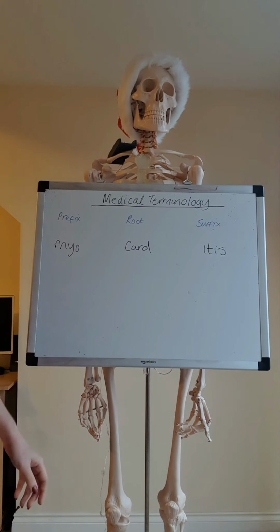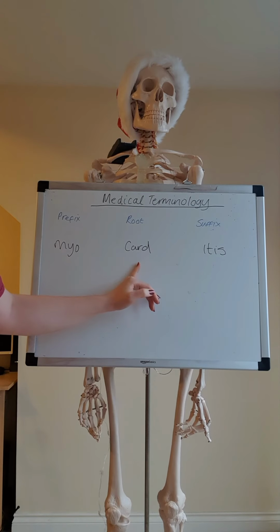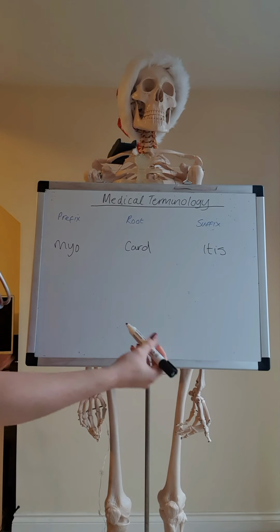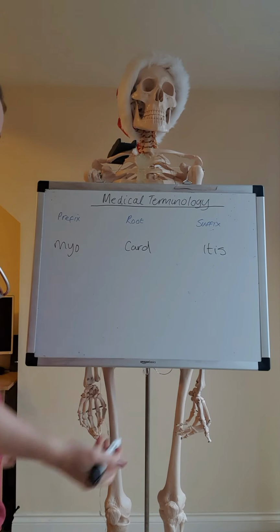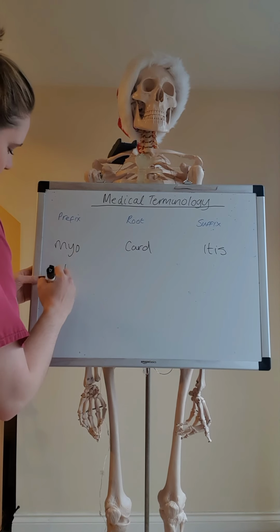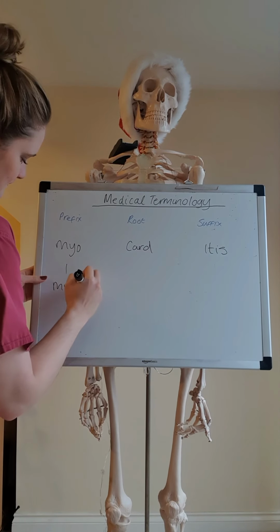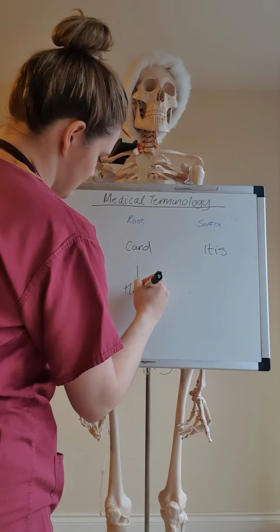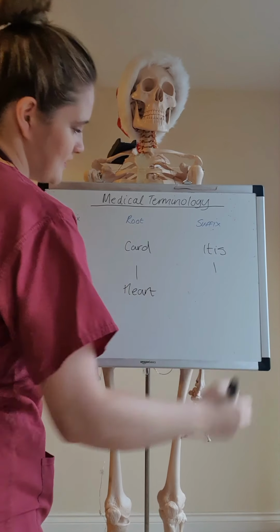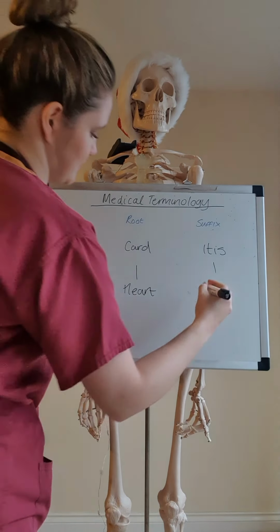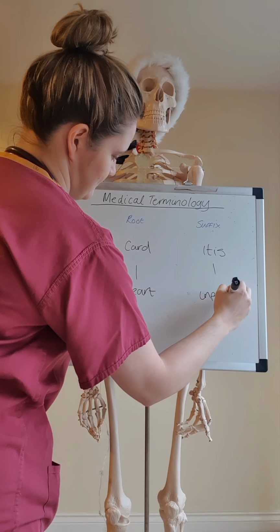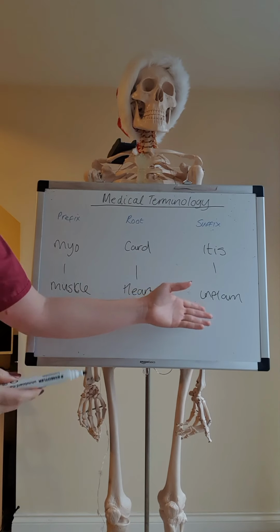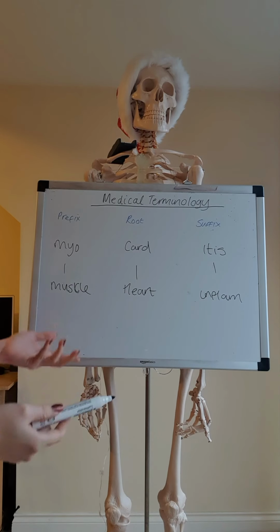So you can see I've split that up. We've got myo here, card as our root, and itis at the end. So let's break this down even further so we can understand what it means. Myo means muscle. Card or cardio, you know what that means, that's the heart. And then itis is an inflammatory condition. So I'm just going to write inflammatory here. So already, just from breaking those down, we can see that that's inflammation of the heart muscle. Okay?